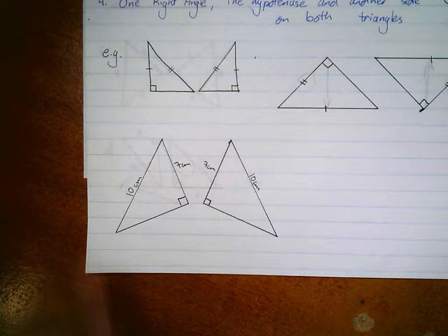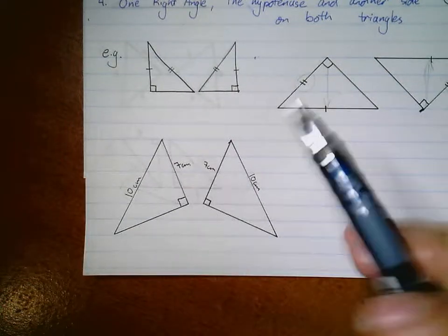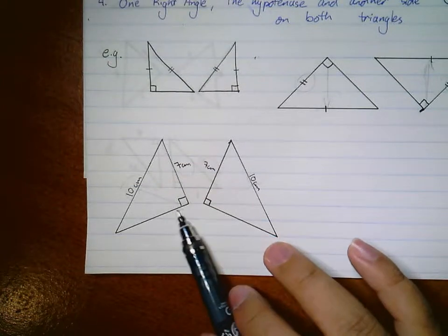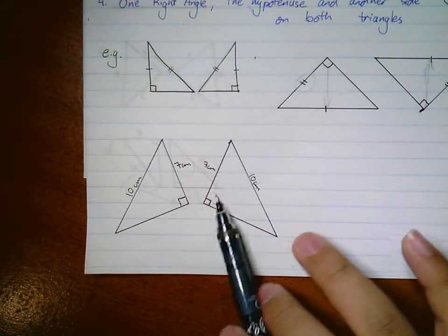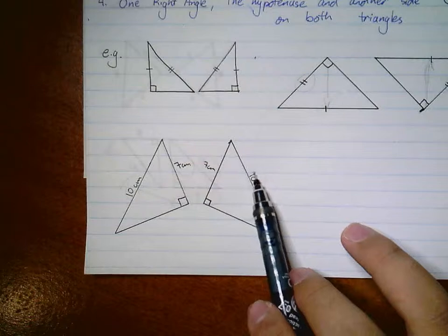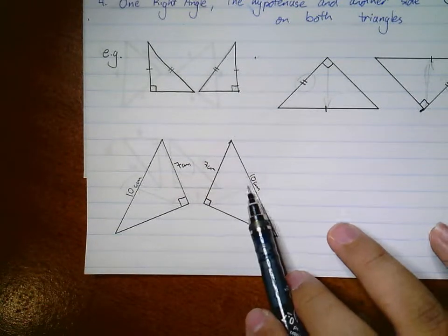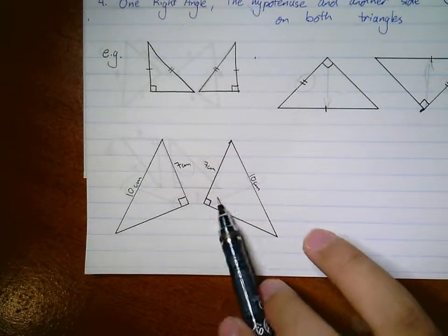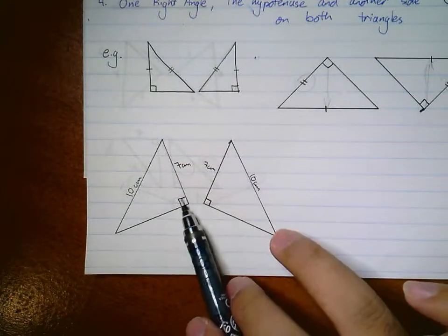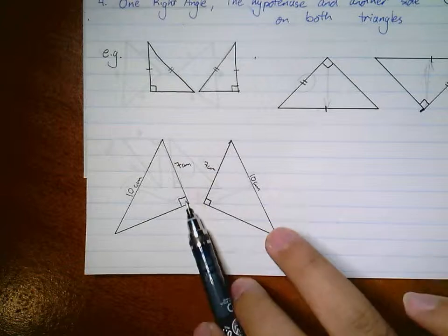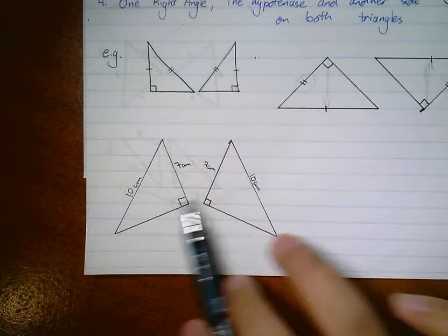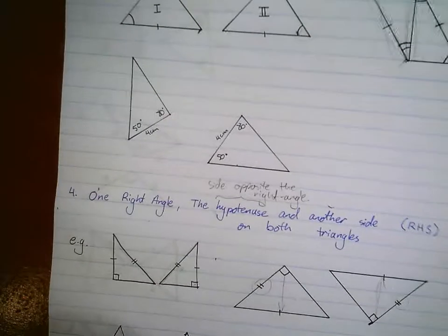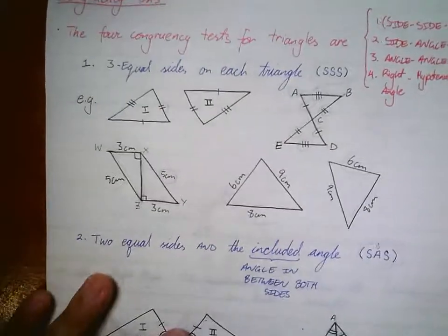And finally, the last example we have is a right angle. We have a hypotenuse because it is opposite the right angle. So we have 10 and 10. And we have another side, 7 and 7. So these two triangles are congruent. So these are the 4 congruency tests.